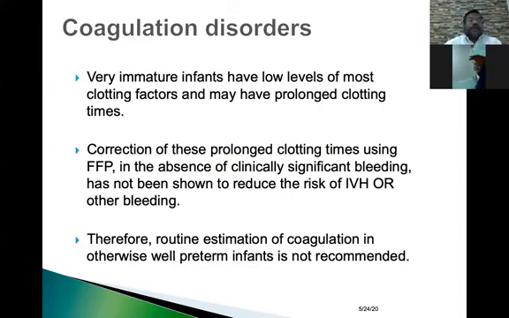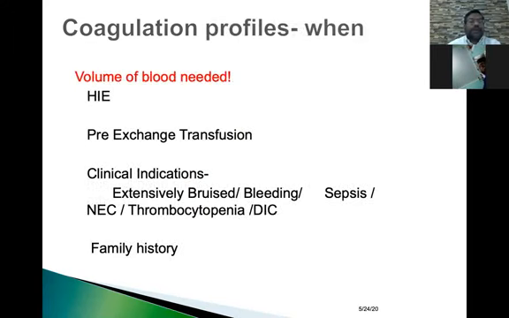It is known that very immature infants have low levels of most clotting factors and may have prolonged clotting times. Correction of these prolonged clotting times using FFP in the absence of clinically significant bleeding has not been shown to reduce the risk of IVH or other bleeding. Therefore, routine estimation of coagulation in otherwise well preterm infants is not recommended.